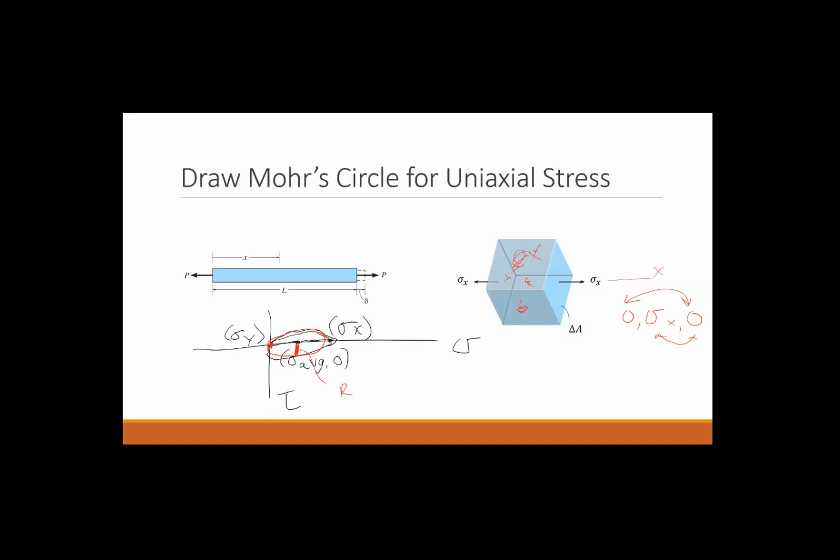This is going to be our radius, which is our maximum shear stress, which is equal to what? What's that? Not P, it's sigma over 2, because the average of 0 and sigma x is half of sigma x. So uniaxial stress is simply the case in which this is what our stress state looks like. Okay.